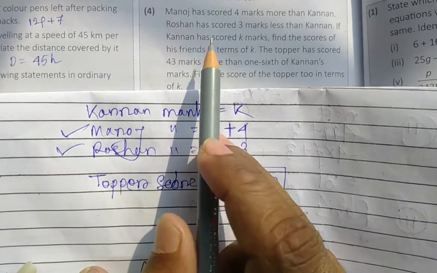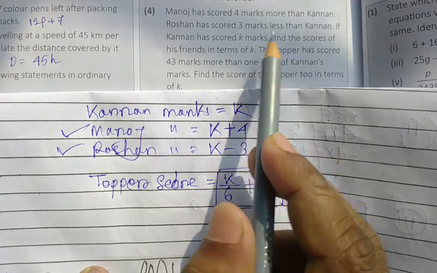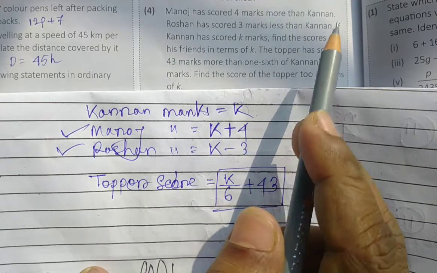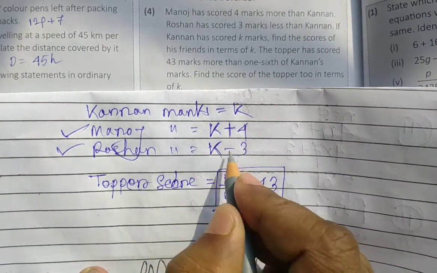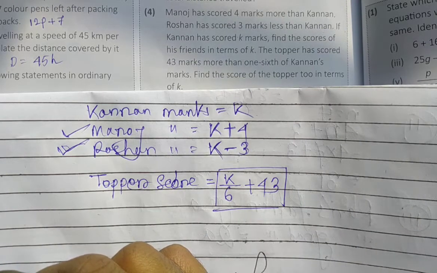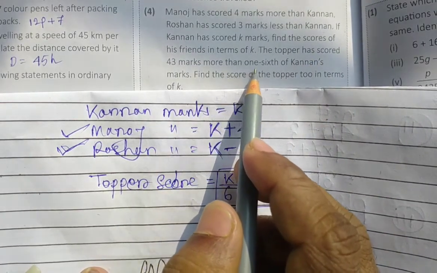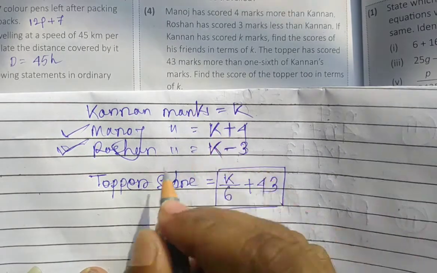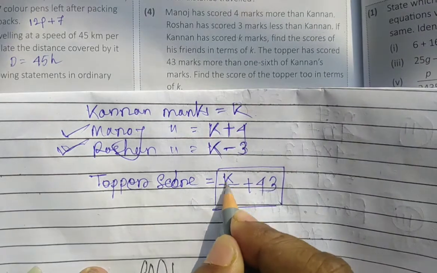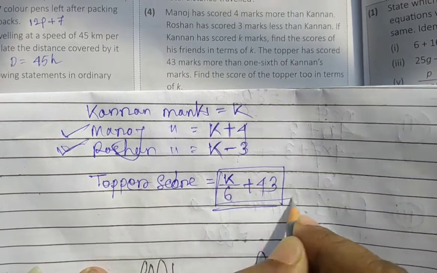Okay. Now Roshan has scored 3 marks less than Kannan. So Kannan's marks are K, and minus 3. This is our Roshan's marks. Understood everyone? Now the topper has scored 43 marks more than 1/6 of Kannan's marks. Topper's score equals 1/6 of Kannan, so 1/6 means K by 6. 43 more, so plus 43. This is our final answer.